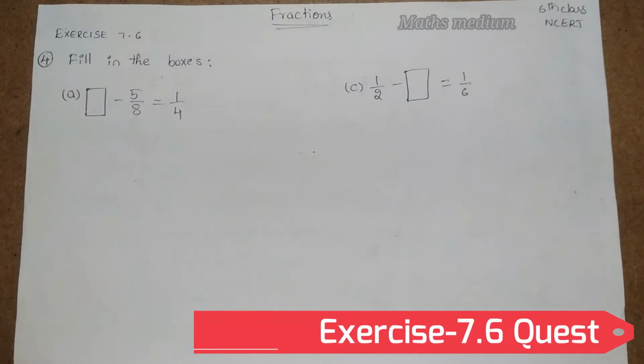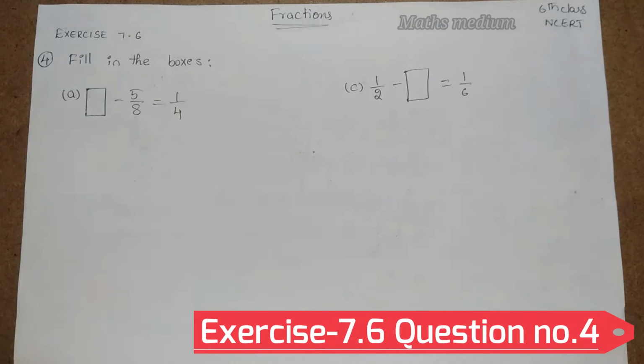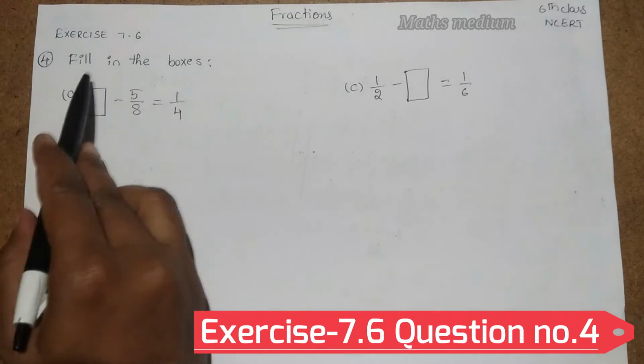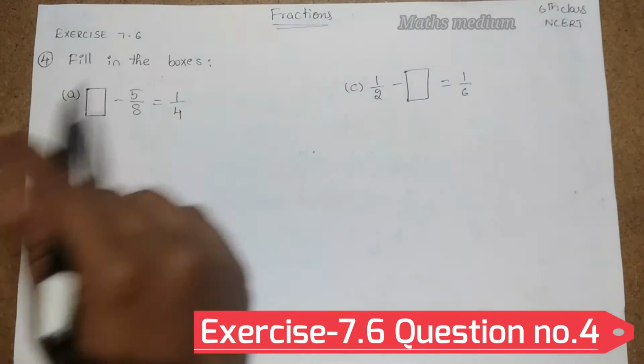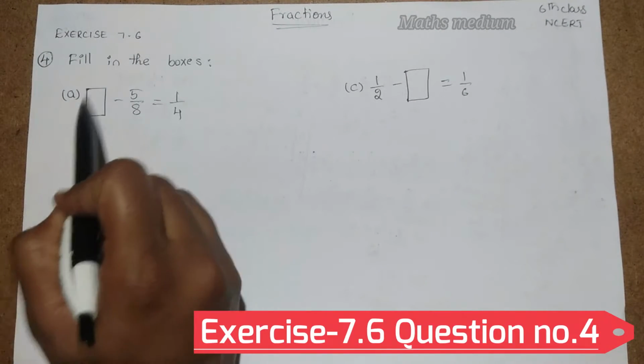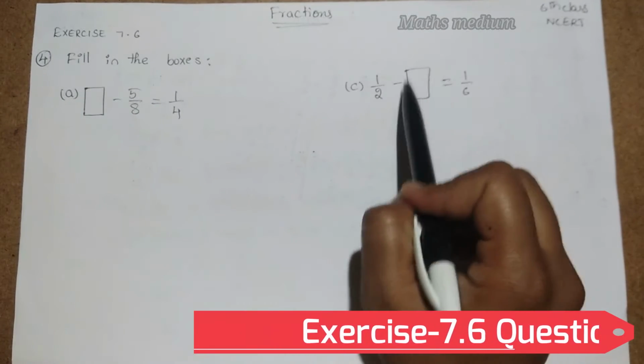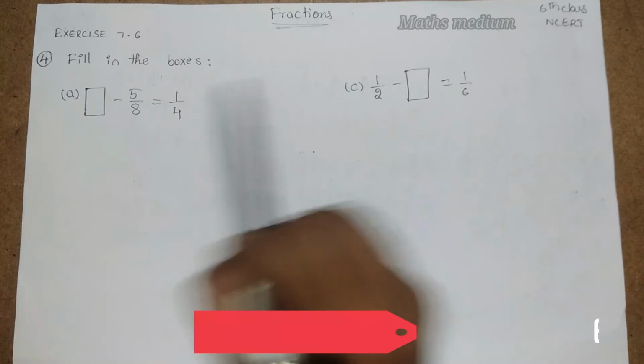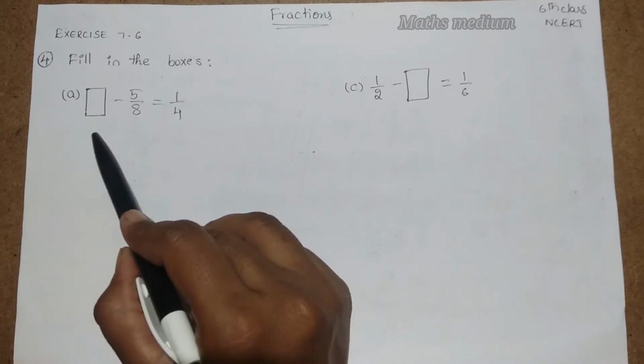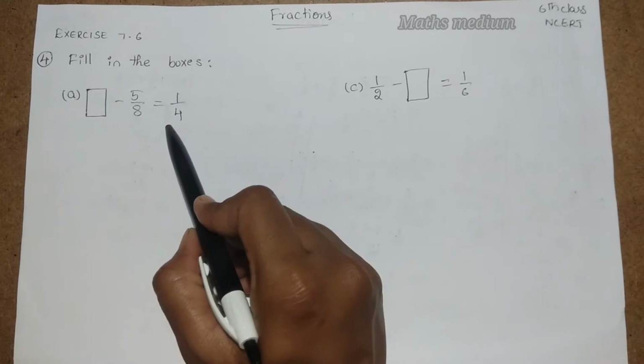Today I came with Exercise 7.6 from Fractions, 6th class NCERT, question number 4. Fill in the boxes. Here I took two random questions, A and C. In A, box minus 5 by 8 equals 1 by 4. In C, 1 by 2 minus box equals 1 by 6. We have to fill the box with the appropriate fractions by solving these given fractions.